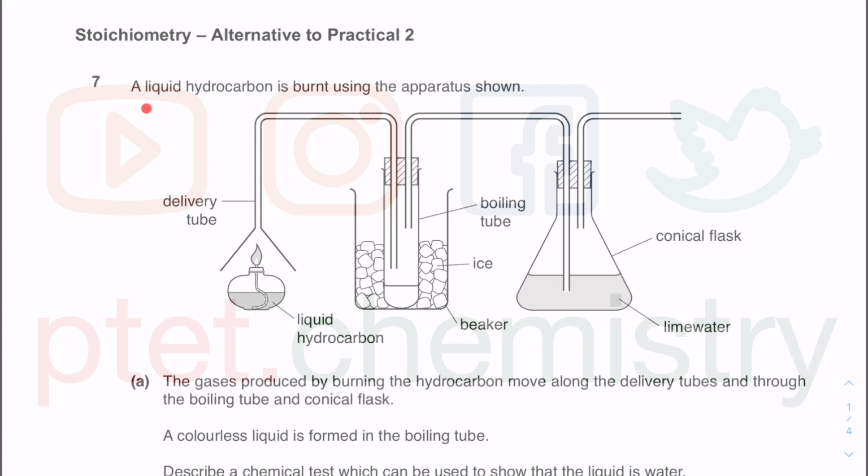In this question, you have a liquid hydrocarbon. You might not have heard of hydrocarbon a lot, but it's basically defined as a compound that contains carbon and hydrogen atoms only. Anyway, that's not the most important thing. It's just that this liquid hydrocarbon is going to combust.